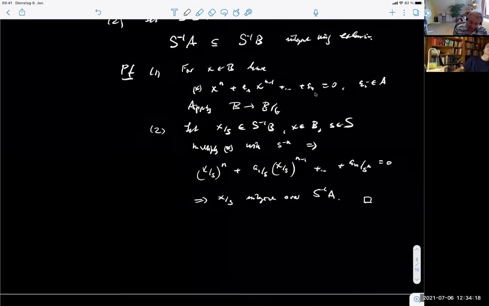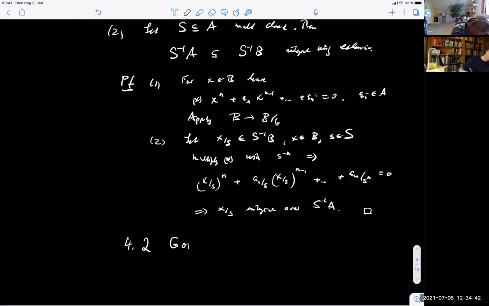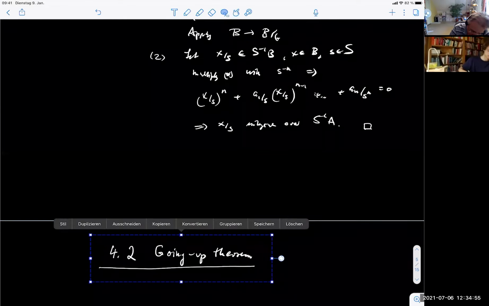So what we are going to do now, we investigate the behavior of prime ideals with respect to integral ring extensions. So the keyword is the going up theorem. There is also a going down theorem, but I decided to skip it for lack of time. So let's go to the next section, which is the going up theorem. I think it's due to Seidenberg.